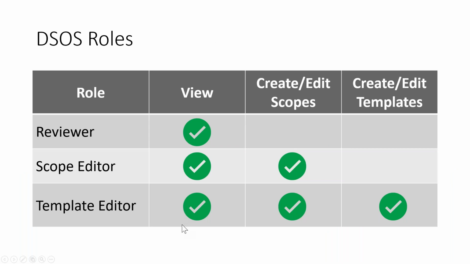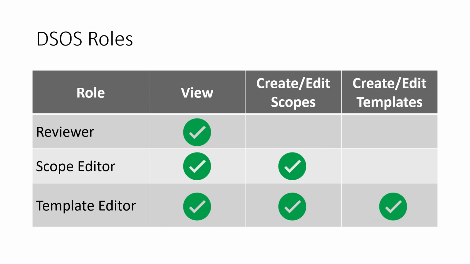There are 3 different levels of access that we have in the DSOS. We have a reviewer who has the ability to read the scopes online, and they can also export it as a Word document. The scope editor can also read and export, but they can create new scopes or edit existing scopes for their district. The template editor is our super user. They can view, create, edit scopes, and in addition, they can create and edit templates.